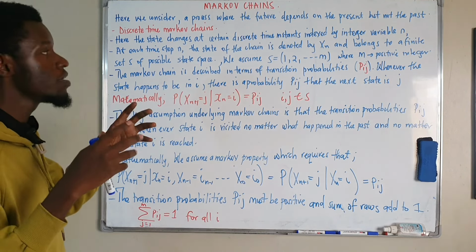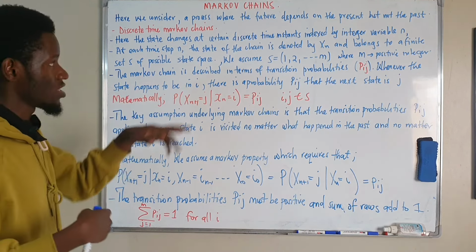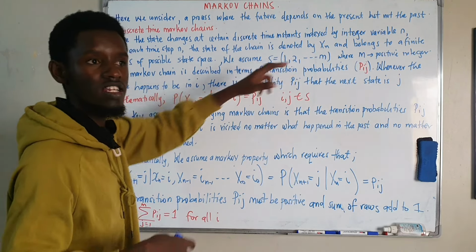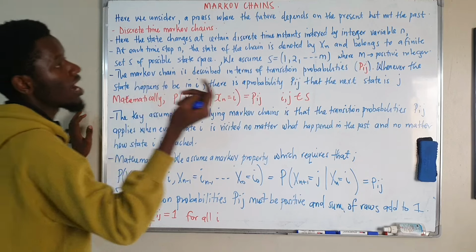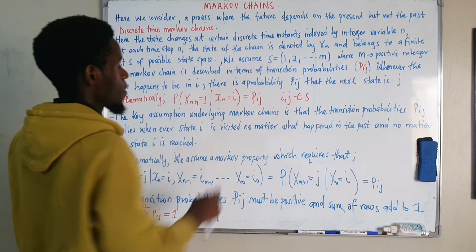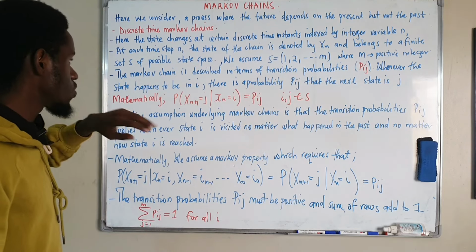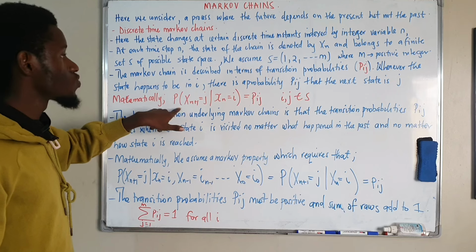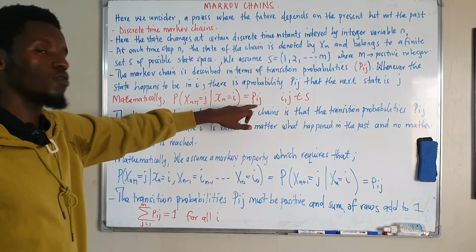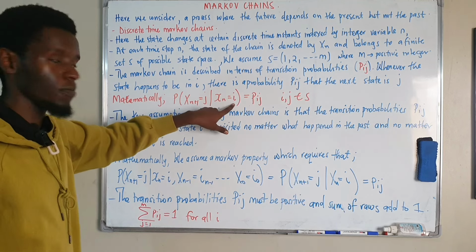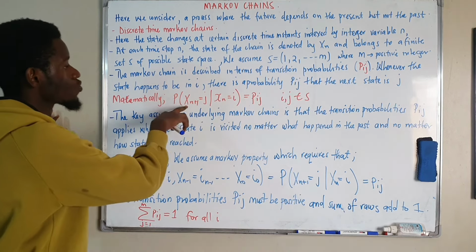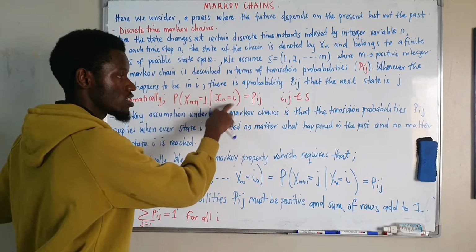Our states will be raining and not raining. Therefore, our states will be 1 and 2, positive integers. To get the transition probability P_ij, we need to know what will happen in the future given the present. Will tomorrow rain given today it has not rained?